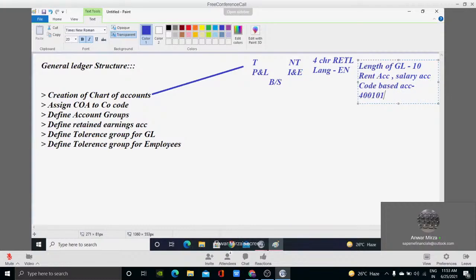So what is this? 400101, the rent account. 400102, this is my salary account. 103 rent, 104 office expenses, 105 traveling expenses. So whatever accounts you are going to create here, I'm not specific to SAP. Even if you go for Oracle or Microsoft Dynamics or any other ERP, international accounting is based on codes. So these codes represent your ledgers. Remember that. Is it clear?